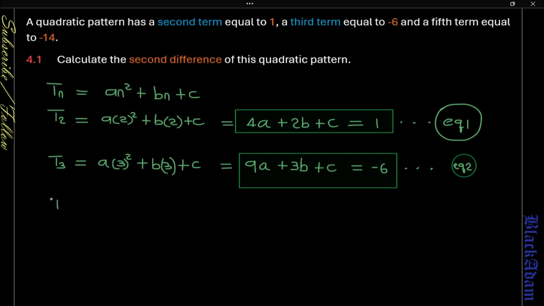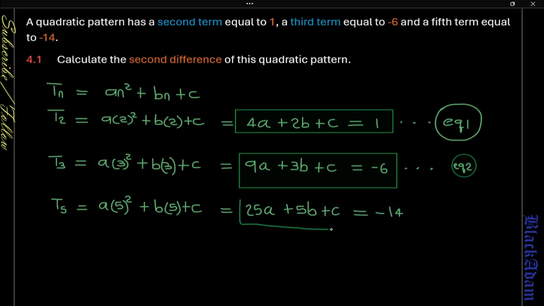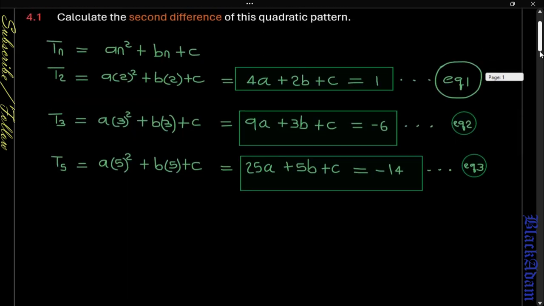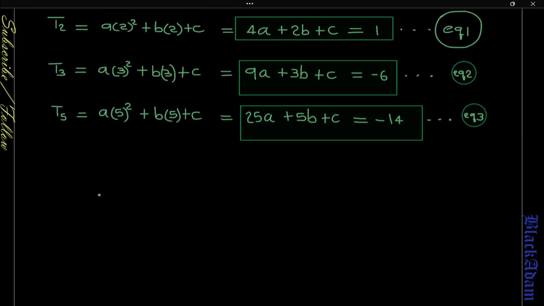And the fifth term, so that's T5. T5 is going to be a(5) squared plus b multiplied by 5 plus c, and that gives us 25a plus 5b plus c, which is -14. That gives us equation 3. So we have 3 equations to work with.